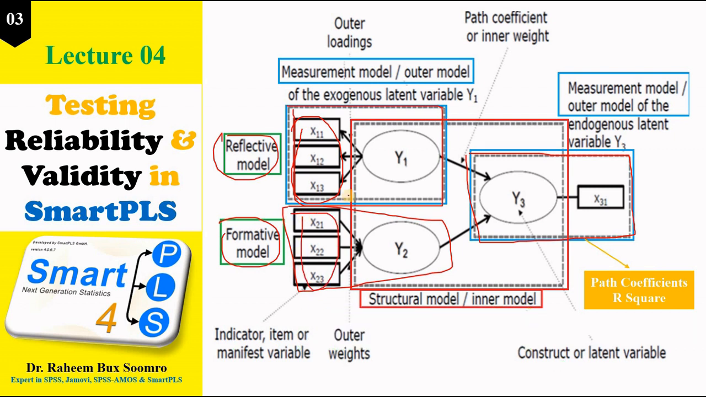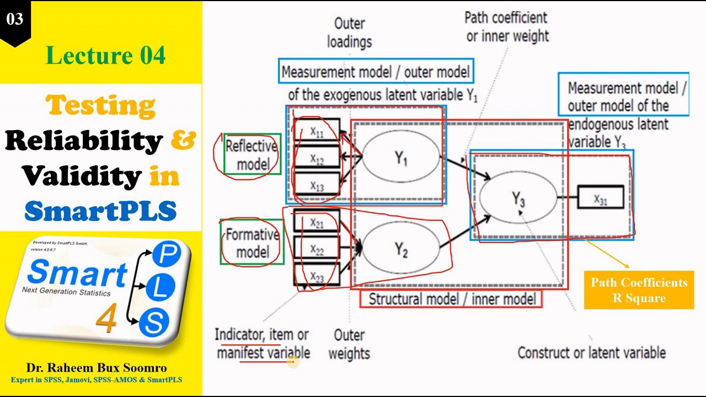So now please identify the pointing of the arrow. When the arrow is coming from the latent variable to its indicator, like this arrow, this is called the reflective model. When the reverse process is there, for example, the arrow is coming from the item to its latent variable, this is called the formative model. So in the formative model, these x11 to x23 are called indicators, items or manifest variables.